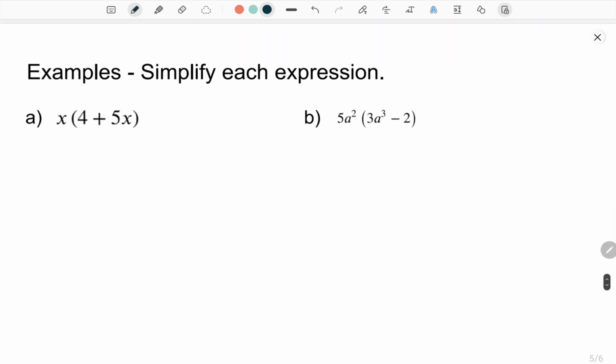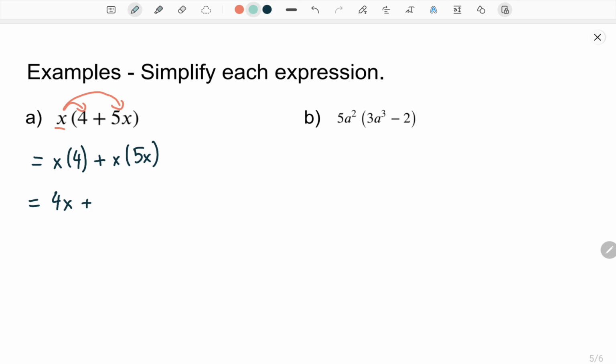Okay, so now let's get into some examples. I'll go through these a little more quickly, and you can pause whenever you need to. All right, so we have x times 4 plus 5x. Again, take that number in front, the x, multiply it by the 4, and then also multiply it by the 5x. So x times 4 plus x times 5x. Well, x times 4, that's the same as saying 4x. We always like to have the number out in front.